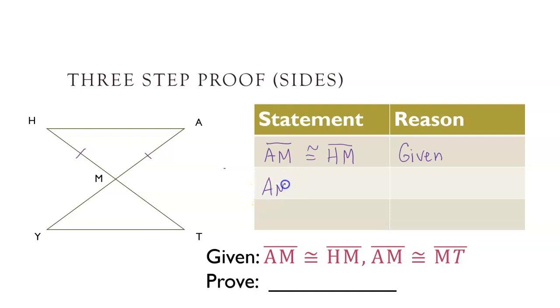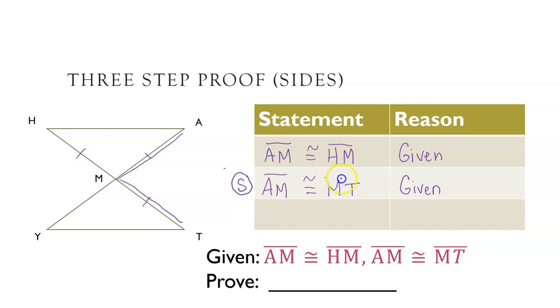But we were also given that AM is congruent to MT. So AM is also congruent to MT. That was a given. And now we have a pair of sides because we have AM and MT. So we have a pair of sides. That's how you can use a given statement to show that two pairs of sides in your triangles are congruent.